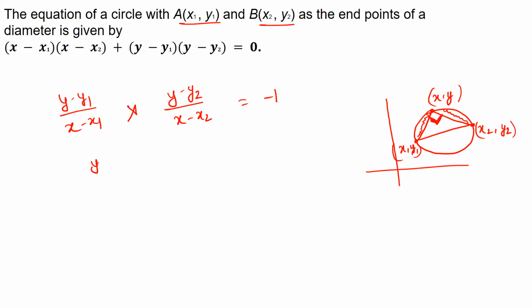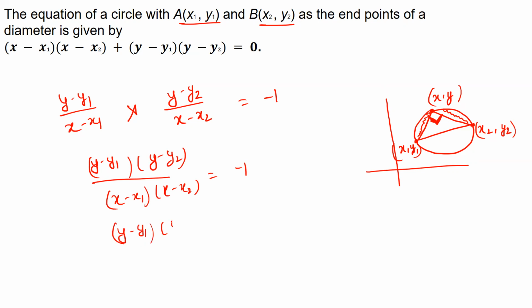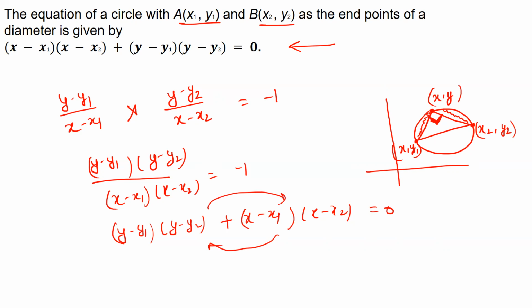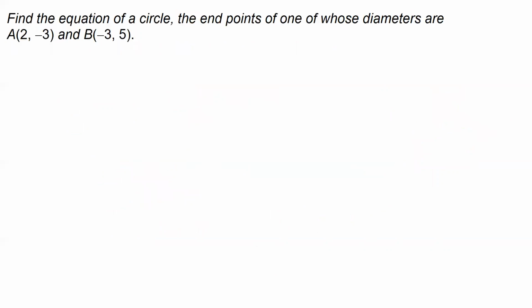Let's simplify now. (y - y1)(y - y2) divided by (x - x1)(x - x2) is equal to -1. Cross multiply and pull everything on one side. So we get (y - y1)(y - y2) + (x - x1)(x - x2) = 0. So this is what essentially is given to be the equation of the circle. You just need to replace these two, I mean, transpose here and there. 5 plus 2 or 2 plus 5 means the same thing, right? So you just need to put them here and there. That's it.